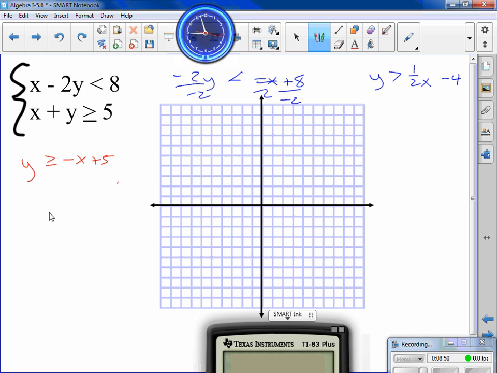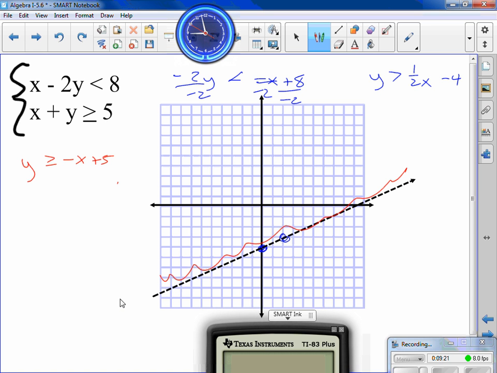Now that I have them both rearranged, for the one in blue, where do I start? Down 4. 1, 2, 3, 4. Now what? Up 1 to the right 2. What type of line? Dotted. Shading goes above, to the top of whatever you just put together.